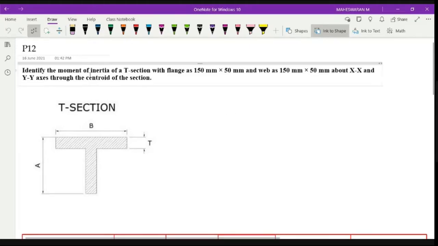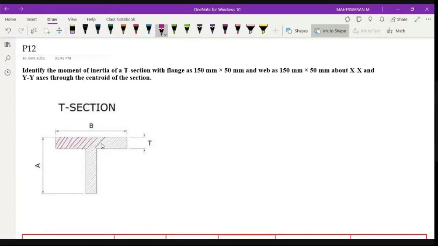They mentioned that you have a moment of inertia of a T section. It means a section is a T with flange of 150 into 50 and web of 150 into 50. They're asking you to identify the moment of inertia with respect to xx and yy through the centroid of the section. So this is the question. Whenever they say a flange, it means this part is a flange, the part which is extended. This is the flange.